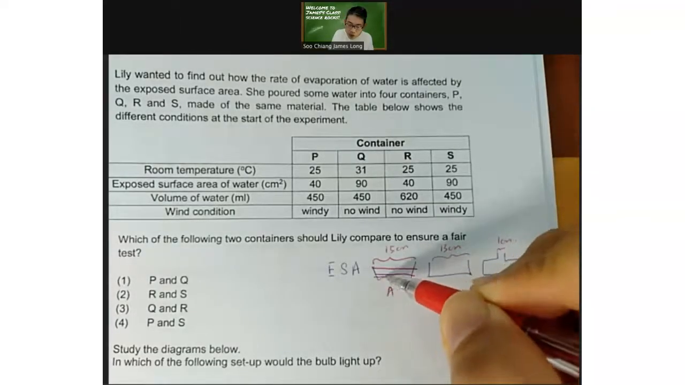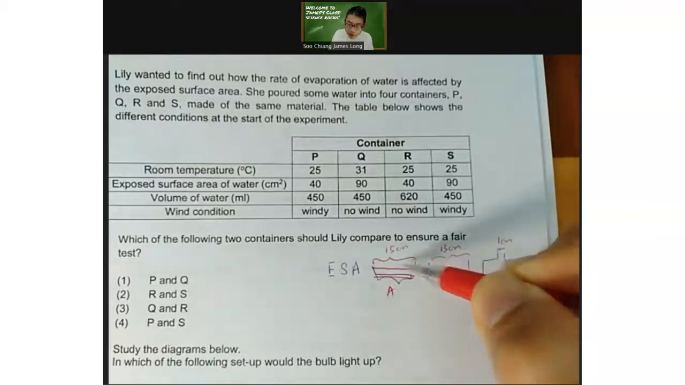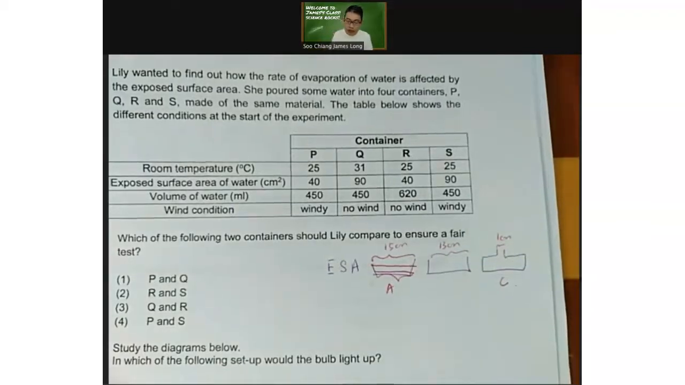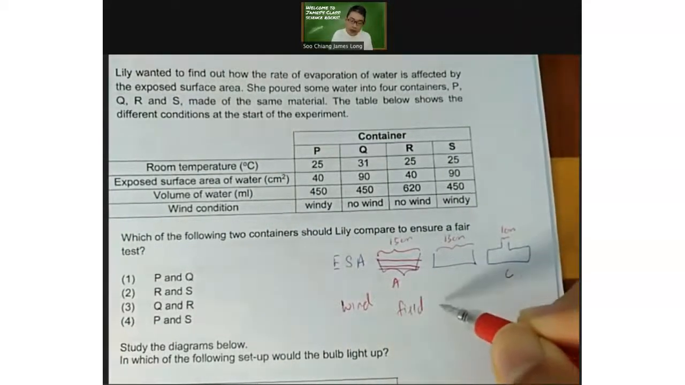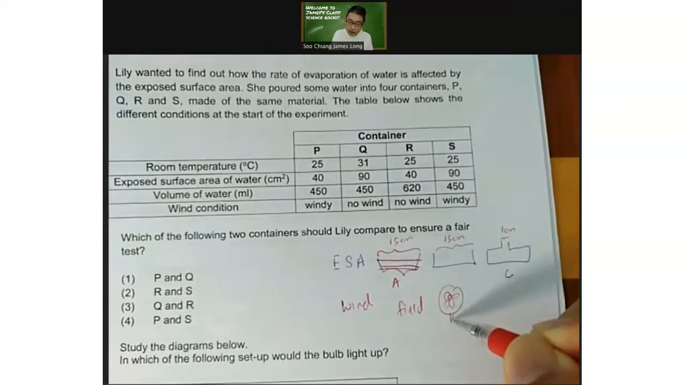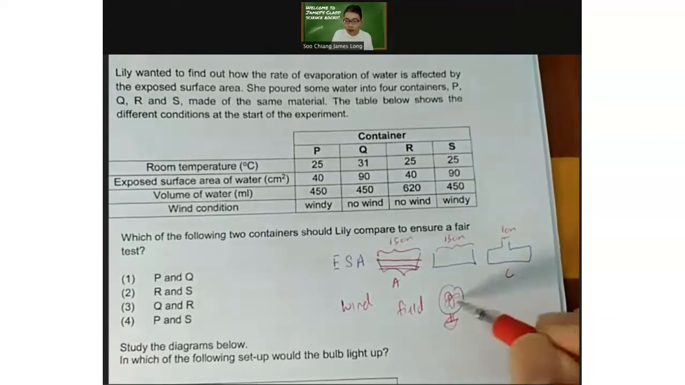This part here is actually smaller than this part. But that's for another question. Other exposed surface area, the wind condition will also affect. So when you put it either in a field or in front of a fan, right, when there's wind, that will increase the rate of evaporation.